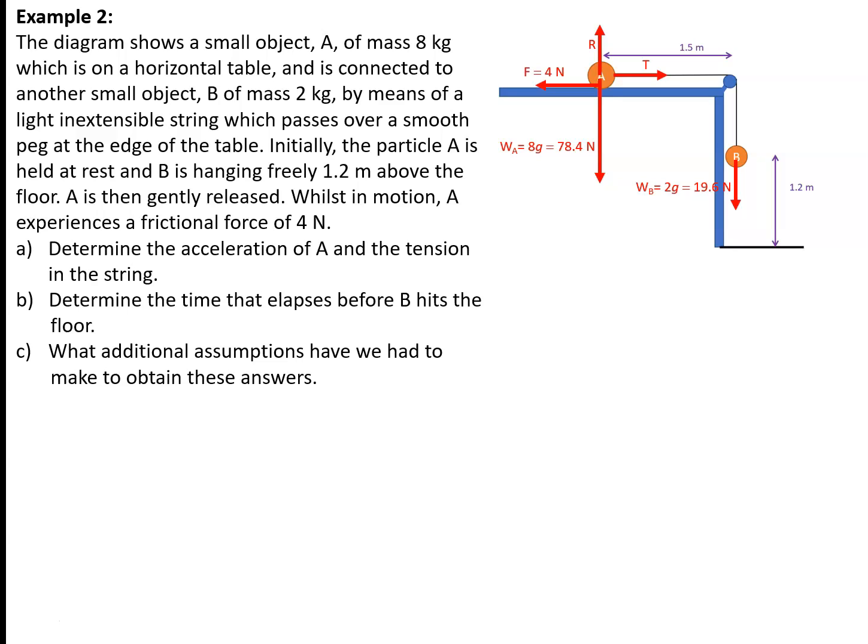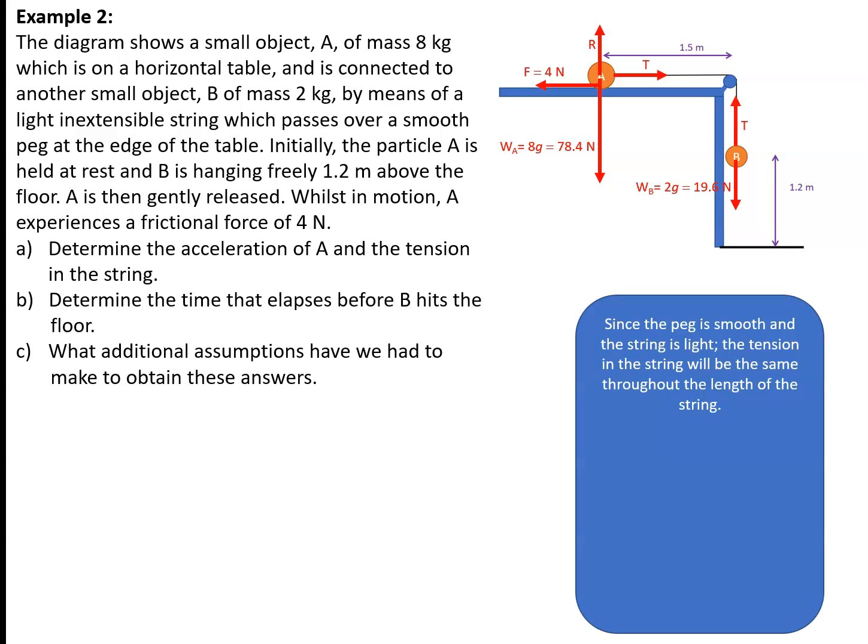provided, and since the peg is smooth, we can say that the tension in the string joining A to the peg is going to be the same as the tension in the string joining B to the peg. We're also, by drawing the diagram and leaving it at that stage, assuming there is no air resistance. So there's one assumption that we need to make in terms of answering the question.